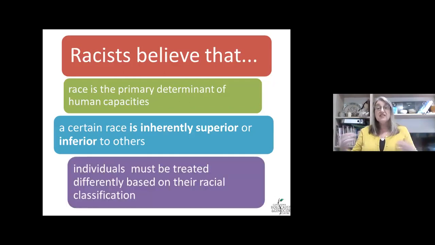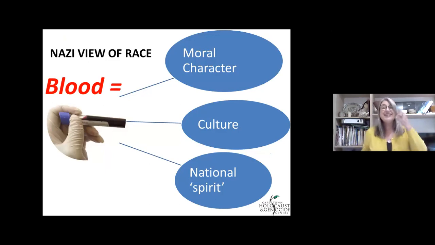And that because of this, individuals need to be treated differently because they have to be treated according to what their racial classification is. Now, we know this from South Africa. We know that this is what happened in South Africa, and sadly, in some cases, still happens. But in Nazi Germany, while South Africa was very specific about skin color, Nazi Germany had a different view of race because they saw race in terms of your blood. Now, obviously, you can't see blood, but they believed that within your blood was contained your moral character, who you were, if you were a good human or not a good human.